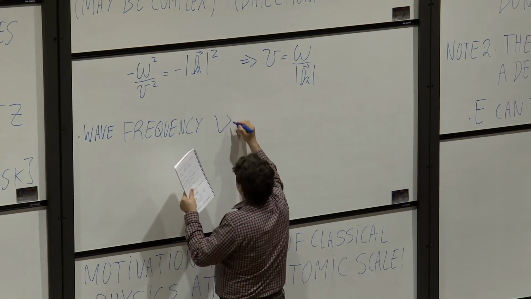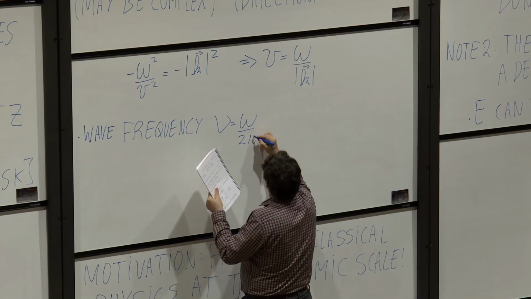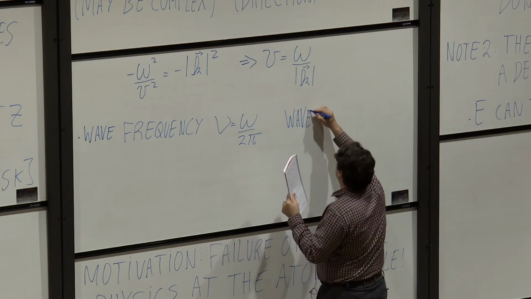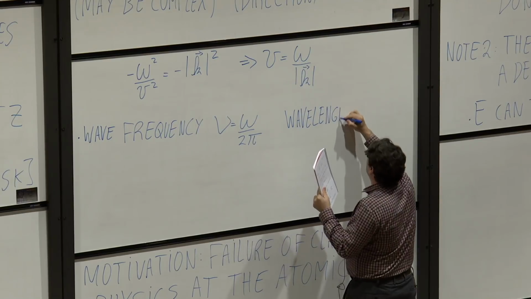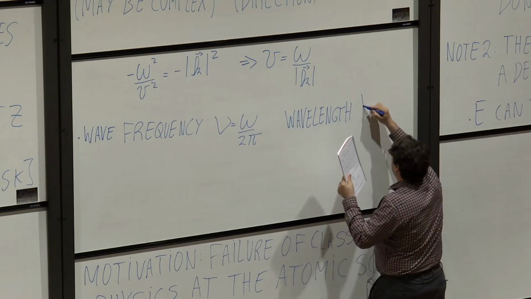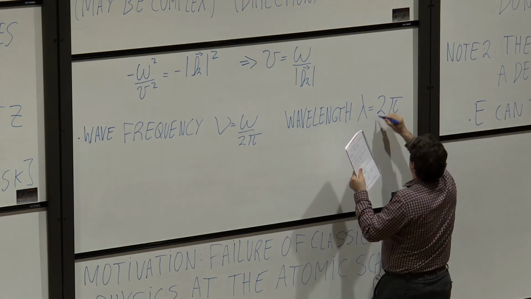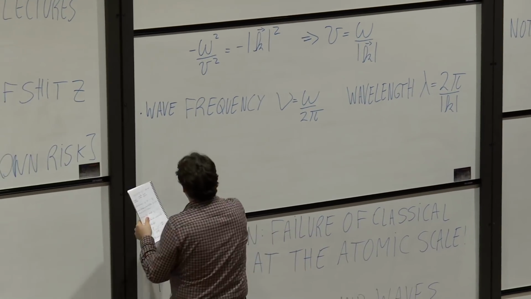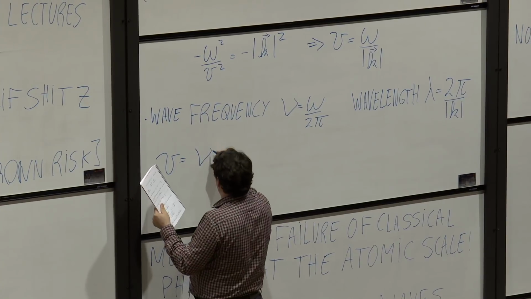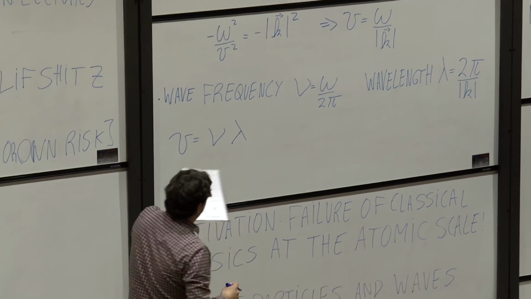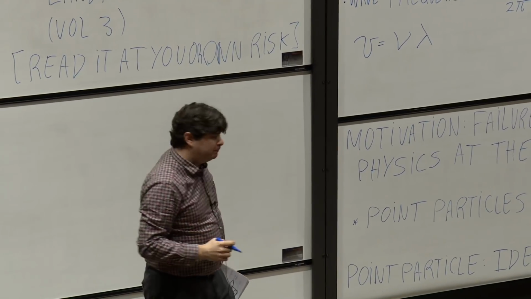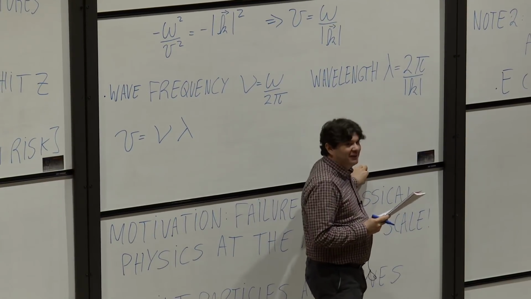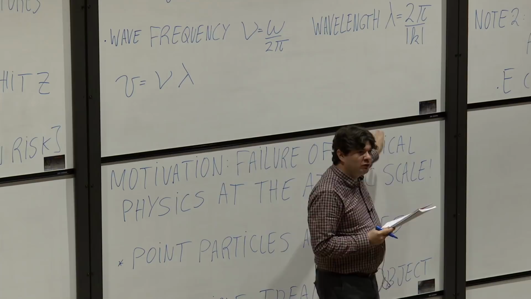And the wave frequency, eta, is omega over 2 pi. And we also have the wavelength, lambda, which is 2 pi over the norm of k. So from these two things, you can see that the velocity can be written as the wave frequency times the wavelength, because the 2 pi's cancel each other. Is that OK? Any questions about this?